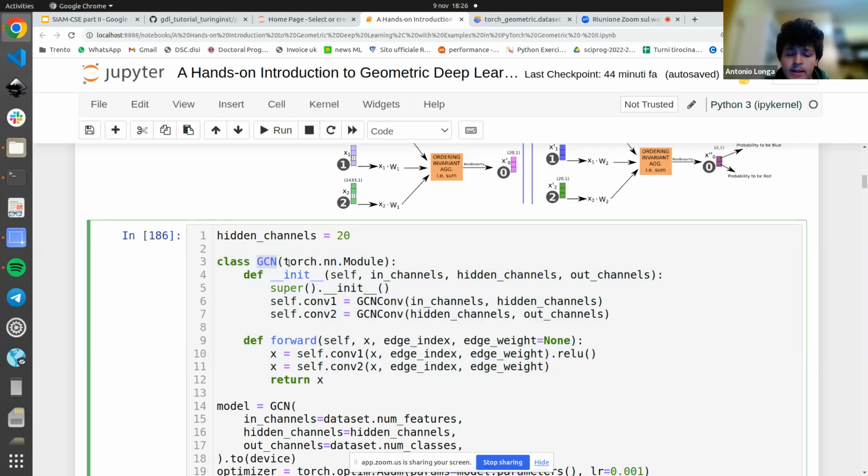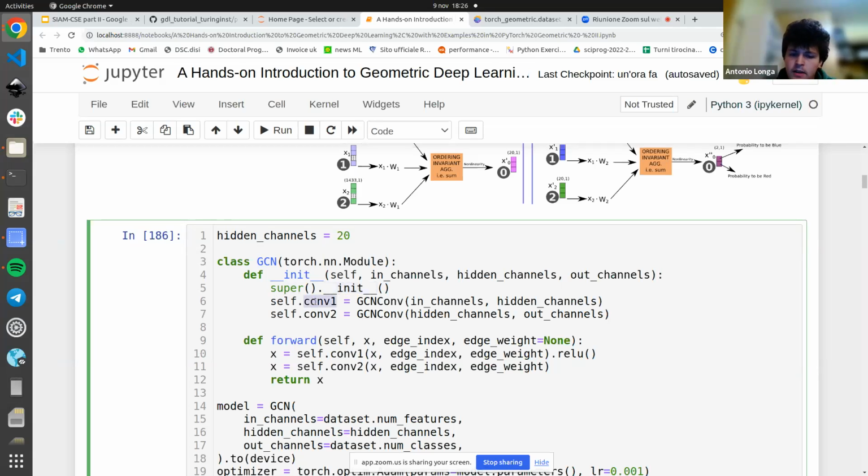The class inherits from torch.nn.Module, and the init function has to take self, the in channels, the hidden channels, and the out channels. Of course, here you can add other parameters. Then we have to call the superclass, the one we are inheriting from, and then call the init function.